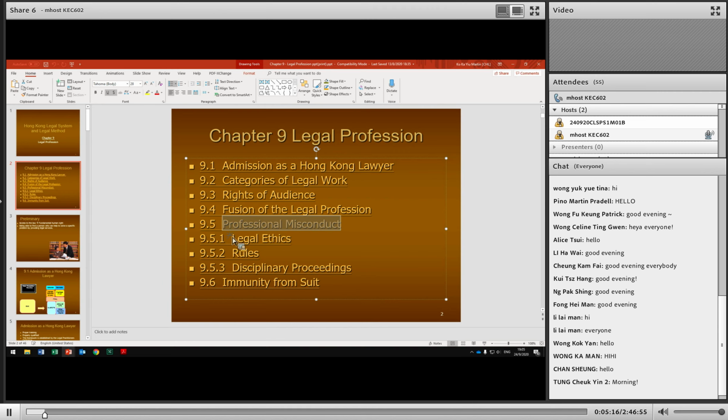solicitors. Then legal ethics: some ethical rules and also some rules relating to the legal profession, like the accounts rules or some other rules. And disciplinary proceedings. For those people who have committed professional misconduct, there will be disciplinary proceedings against them. If they are found guilty at the end of the day, they may be subject to some punishment.